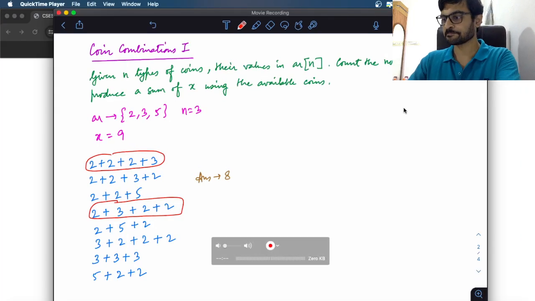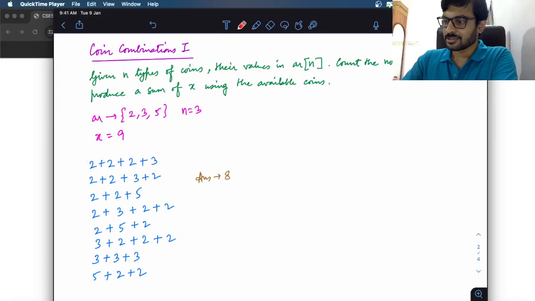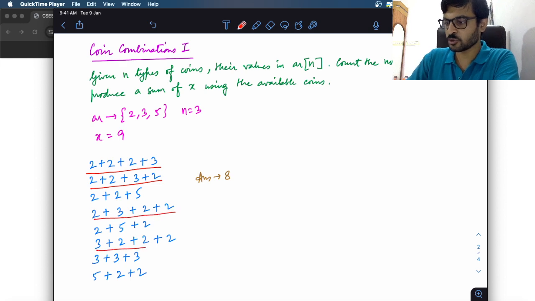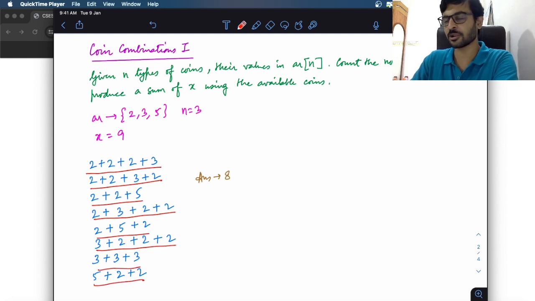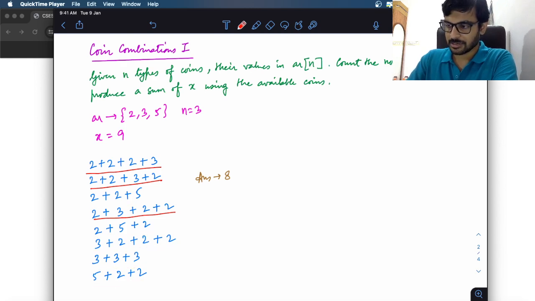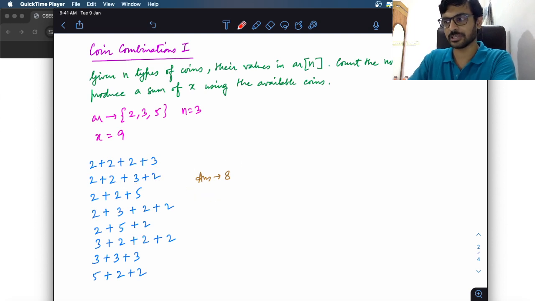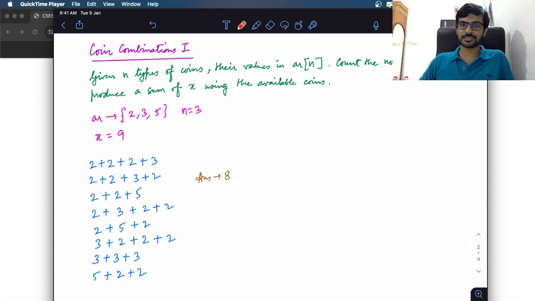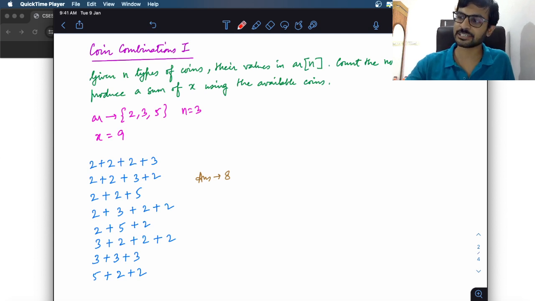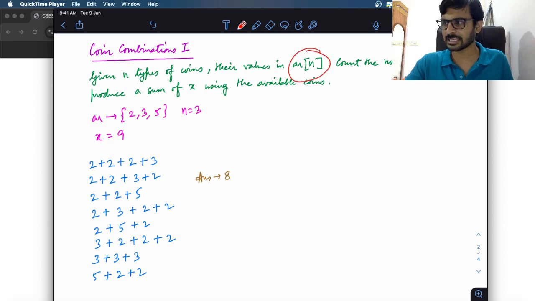So essentially, 2, 2, 2, 3, then 2, 2, 3, 2, then 2, 3, 2, 2, and 3, 2, 2, 2 are all different orderings, different ways. 2, 2, 5, 2, 5, 2, 5, 2, 2, and 3, 3, 3, these are all again different ways. So in total we have 8 ways possible using these coins, and that is what you need to find: you have a certain sum, you have to reach a certain target, and you are given some elements in an array. In how many ways can you reach it?